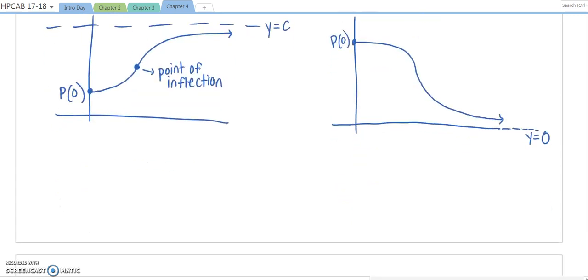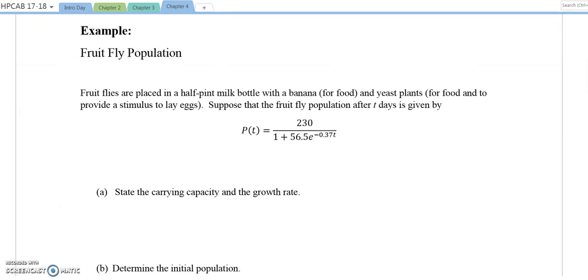So let's try an example with it. Let's go ahead and flip it over. This example deals with the fruit fly population. It says fruit flies are placed in a half-pint milk bottle with a banana for food and yeast plants for food and to provide a stimulus to lay eggs. Suppose that the fruit fly population after t days is given by the formula. State the carrying capacity and the growth rate.